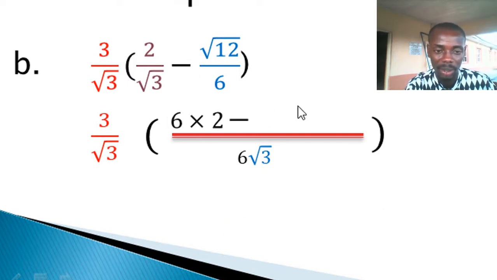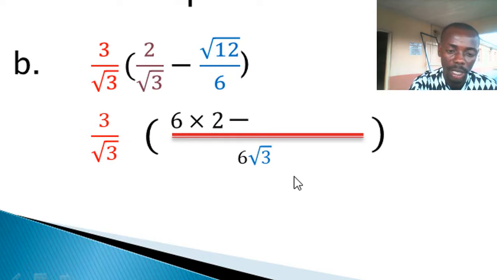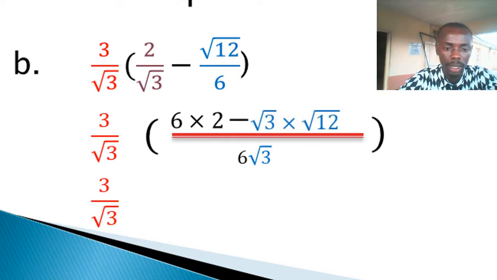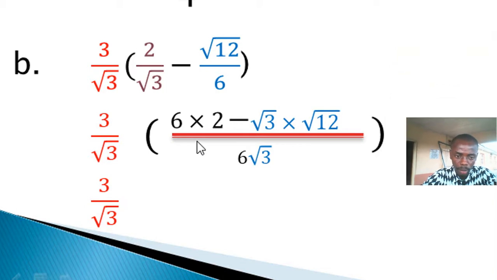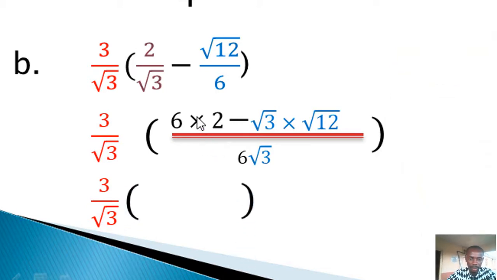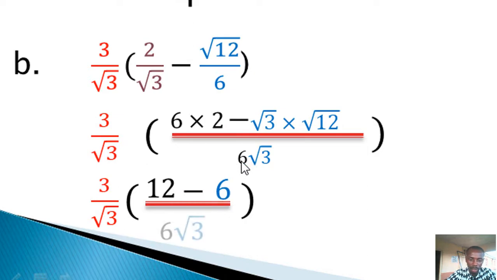Then minus 6 root 3 divided by 6, that is root 3. Then that is going to be root 3 multiplied by root 12. Alright, still simplifying my brackets. I'm going to be having 12 minus 6. How do I get 6? Or how do I get 12? 6 multiplied by 2 is 12. Root 3 multiplied by root 12 is root 36. So from root 36, I'm getting 6. Then divided by 6 root 3.